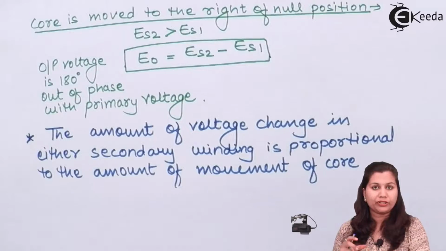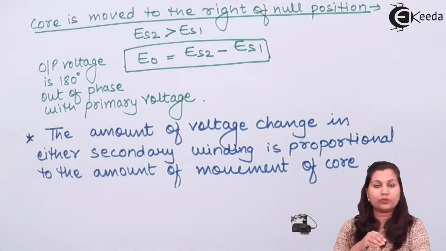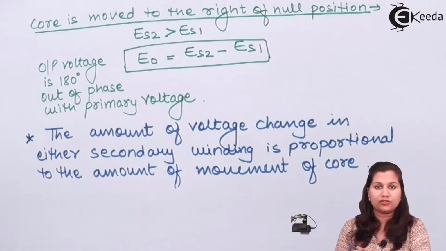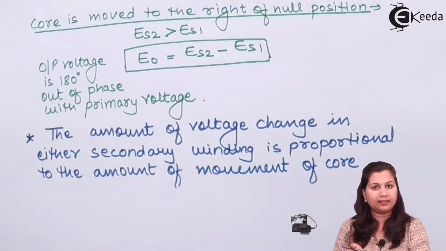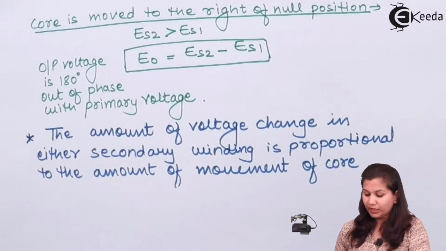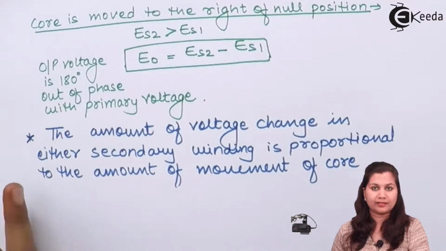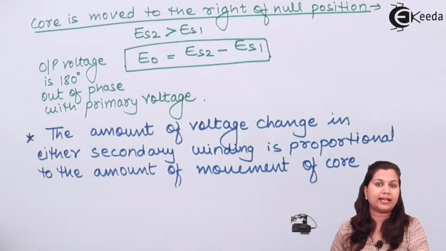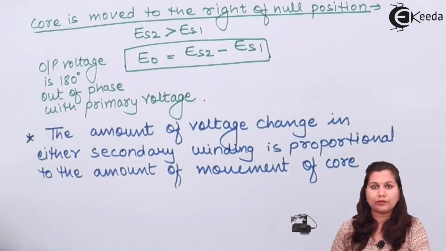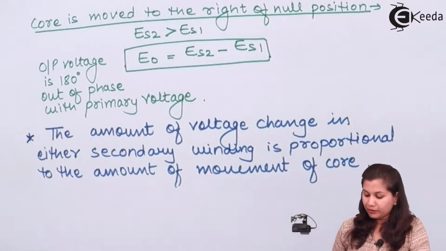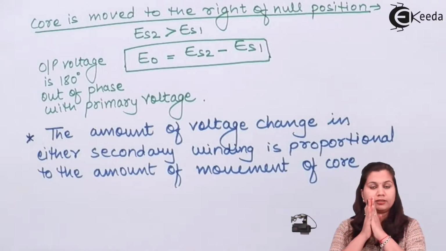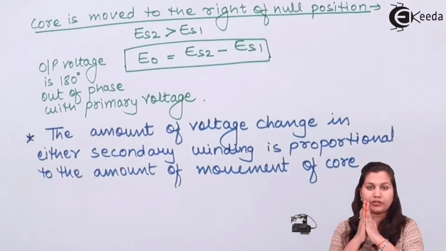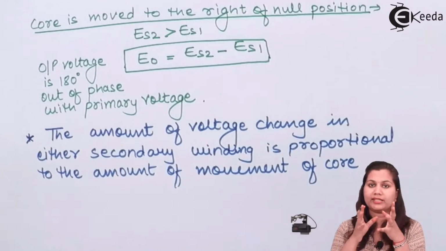Because whenever we move the soft iron core, the voltage linked with the two secondary windings changes. Either it is increasing in one winding and decreasing in the other. So by checking the magnitude and the phase relationship of the output voltage, we can get an indication of the linear motion, or we can say we can measure the displacement of the soft iron core. We have seen that when the soft iron core is at the null position, the output voltage is 0.